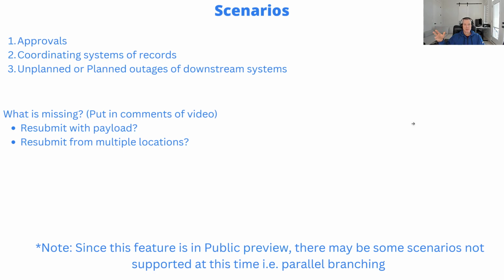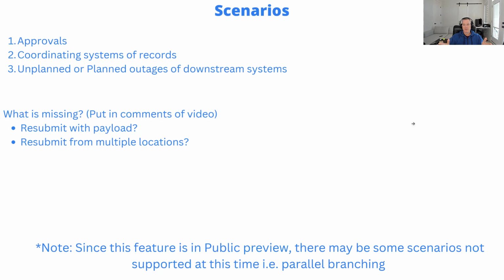This is in public preview, and so are things like resubmit with payload of interest to you? Like we do resubmit from payload basically at the top of the workflow, but is that also useful mid-workflow? So kind of like a repair and resubmit type scenario. What about resubmitting from multiple locations? Like could you have a complex workflow where you need to resubmit from here and here? And if there's other scenarios, please let us know. Go ahead, put that in the comments itself.